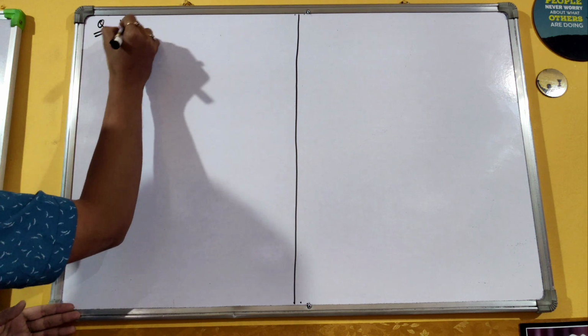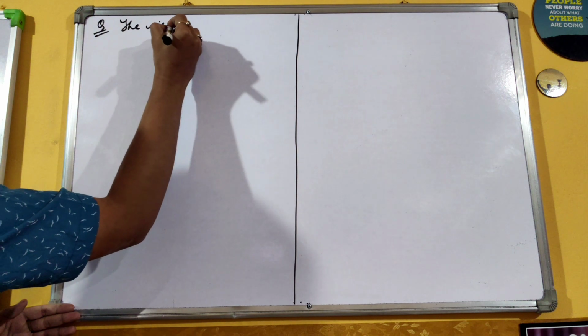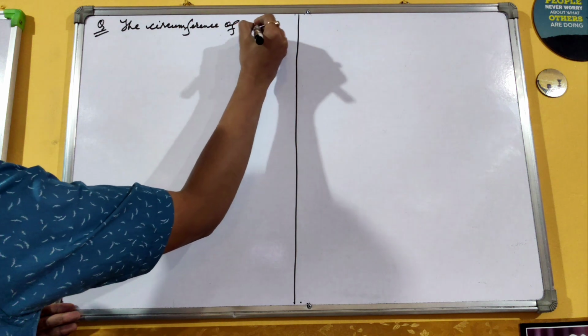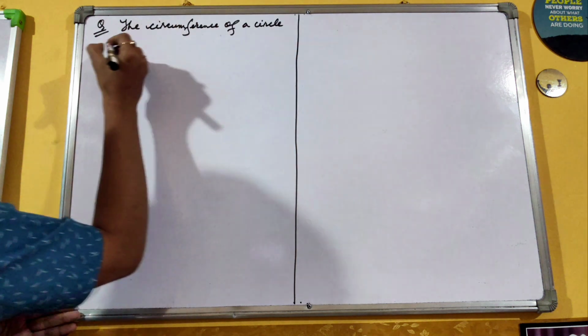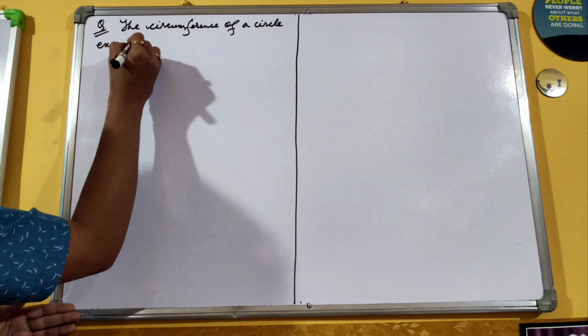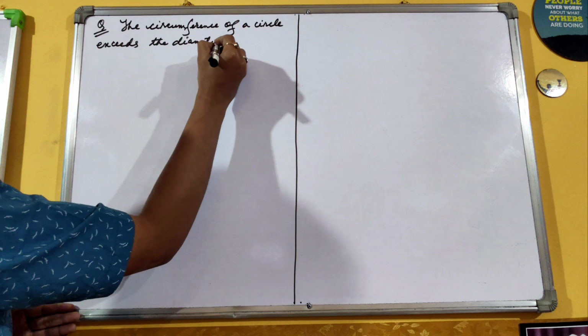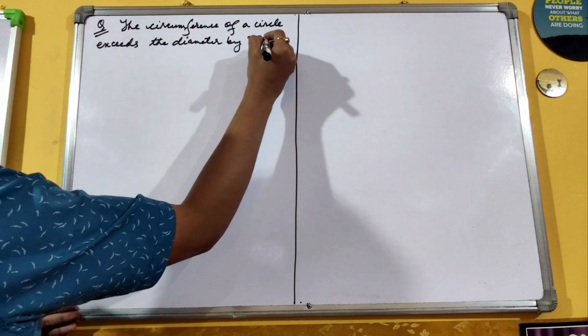The question is, the circumference of a circle exceeds the diameter by 30 centimeter.